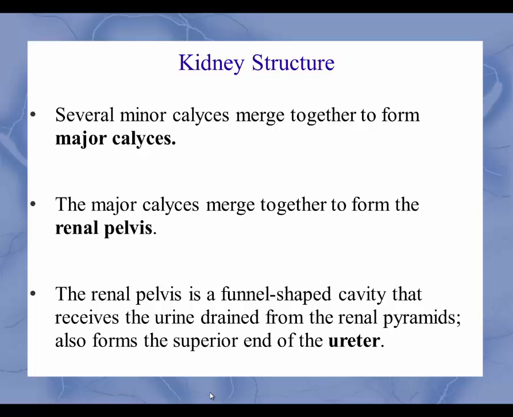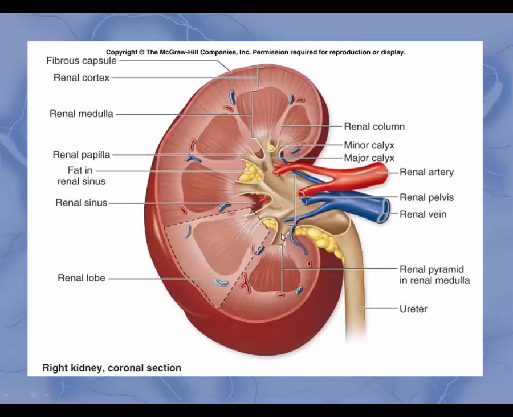So the function of all these calyces is to drain urine. You get a little bit of urine from the minor calyces, all that combined forms major calyces, so you get even more urine. All those dump into the renal pelvis, and then the pelvis will form the superior end of the ureter. So the pyramid, at the very tips of those would be the minor calyces. They merge together to form the major calyces here, and this whole thing is the pelvis. All the urine will collect here and then dump into the ureter, and from here you'll go into the bladder.